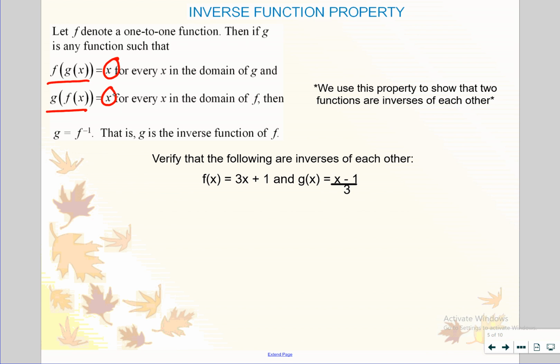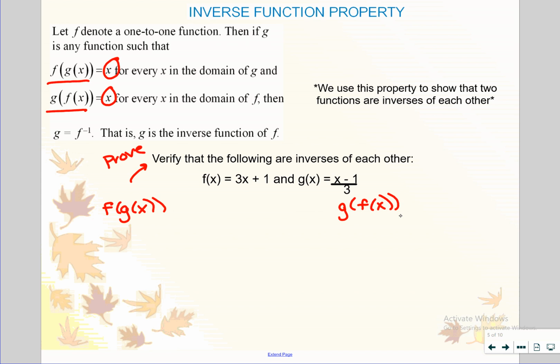So you will be asked, on quizzes and tests, to verify, remember that means prove, that the following are inverses of each other. And it might say using composition, because using composition is how we prove that. So what we're going to do is plug the functions into each other. It does not matter which one you do first because you will be doing both of them.